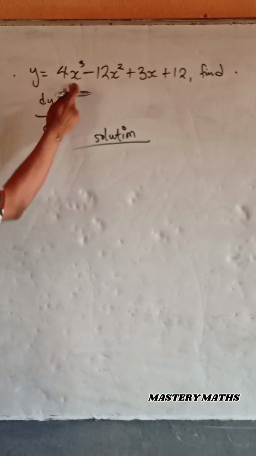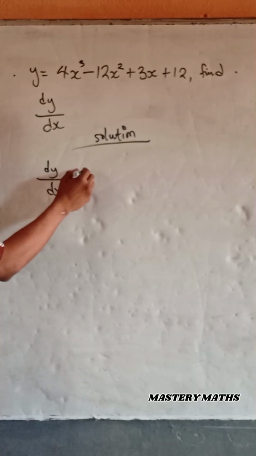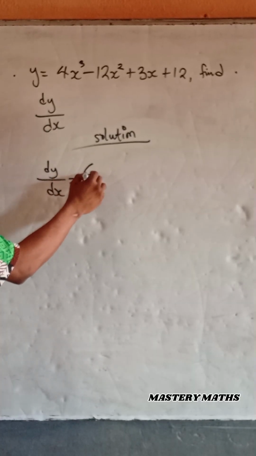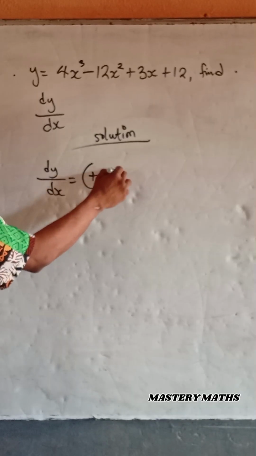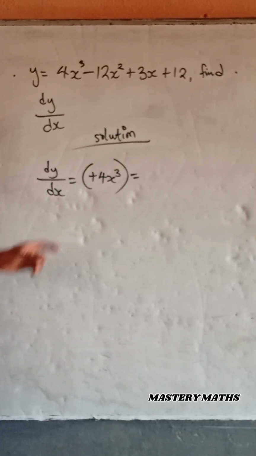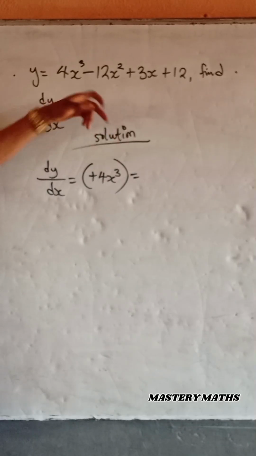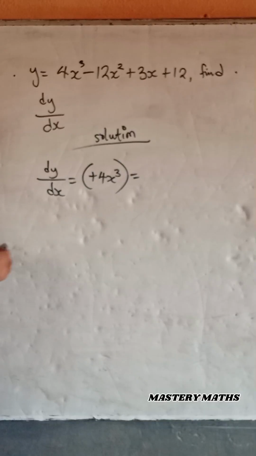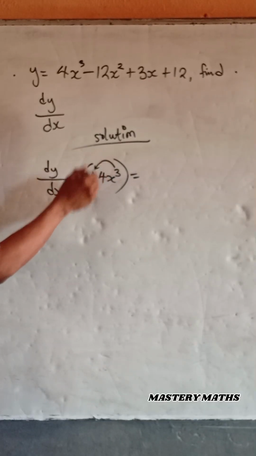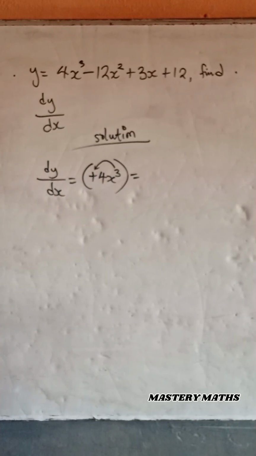First of all, we'll take the first term. We say dy/dx is equal to plus 4x raised to the power of 3. Now listen, in order to do this using the power method, we use the power to multiply the coefficient. The coefficient is plus 4.